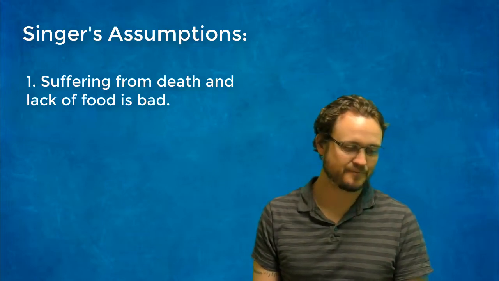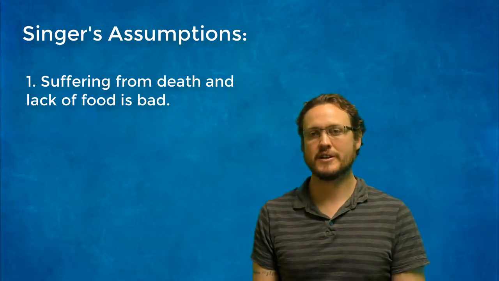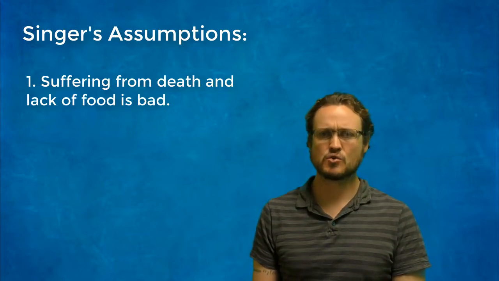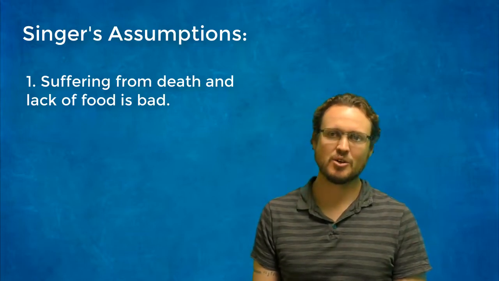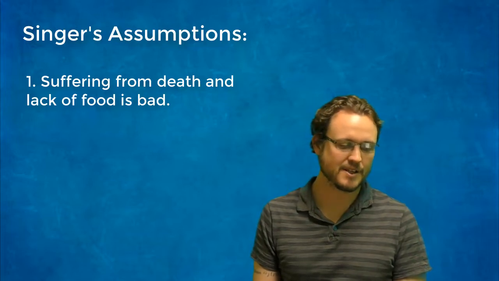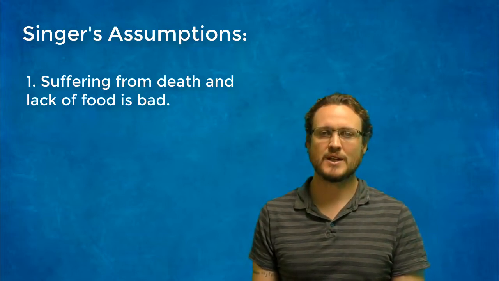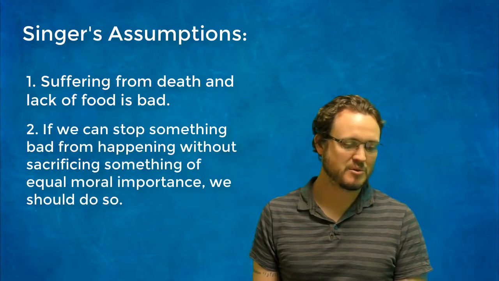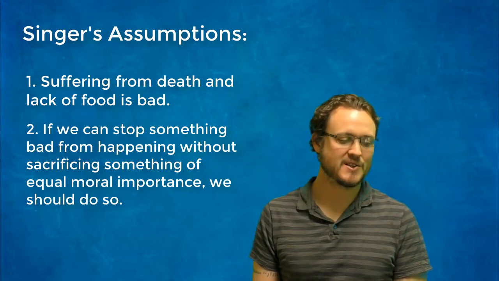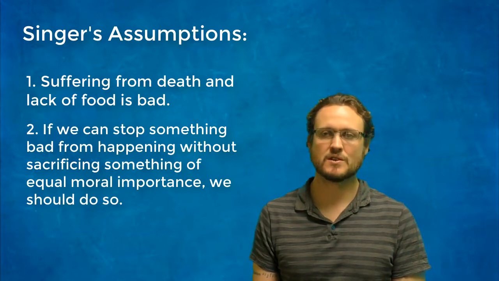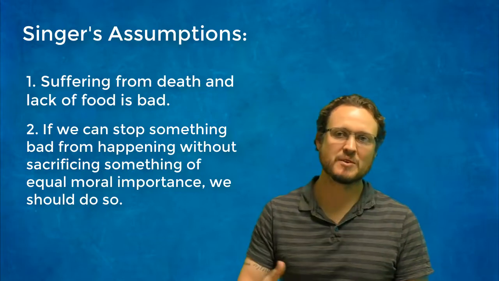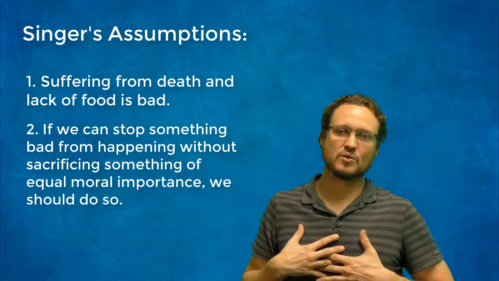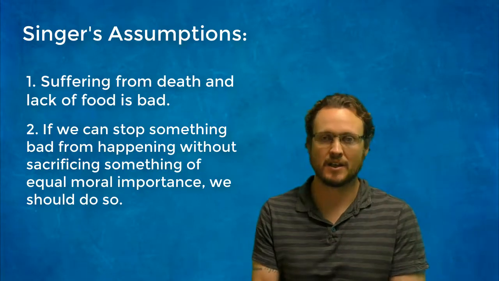So he begins there. Then he goes on and he gives perhaps one of his most famous examples in philosophy, called the drowning child example, or the child in a shallow pond example. And he does this to emphasize his second principle, which is basically, if we can stop something bad from happening without sacrificing something of equal moral importance, we should do it. In other words, if we can stop something from happening without making a huge sacrifice to our own moral beliefs or our own life, we should do that thing.